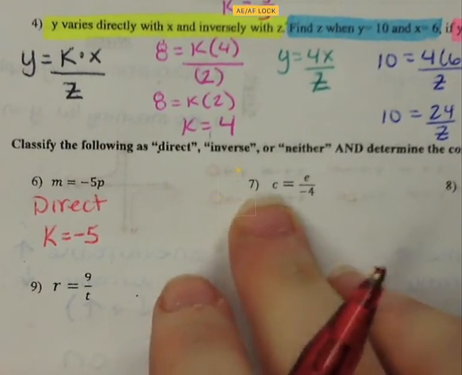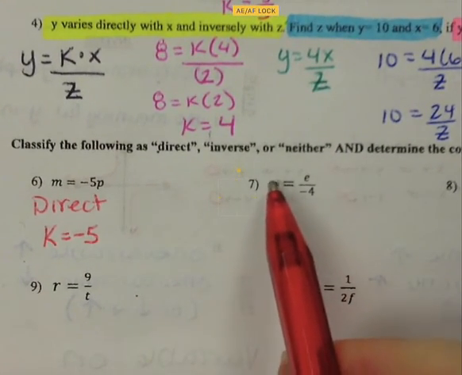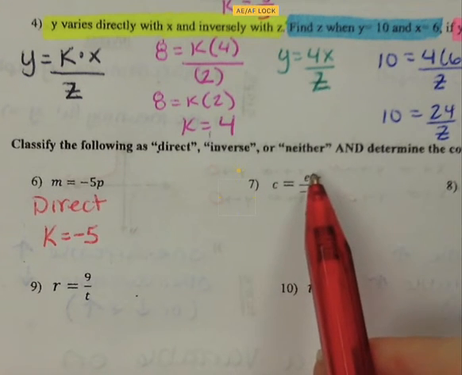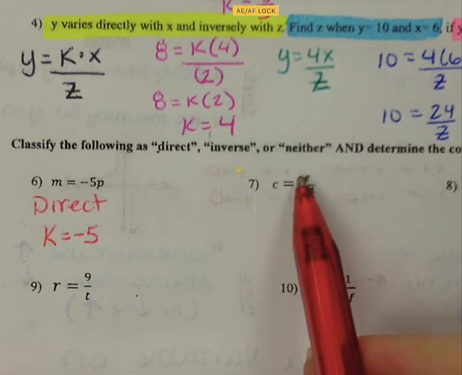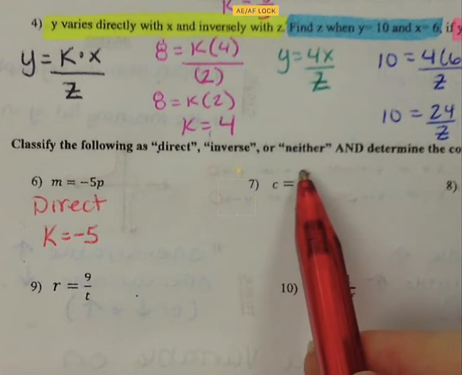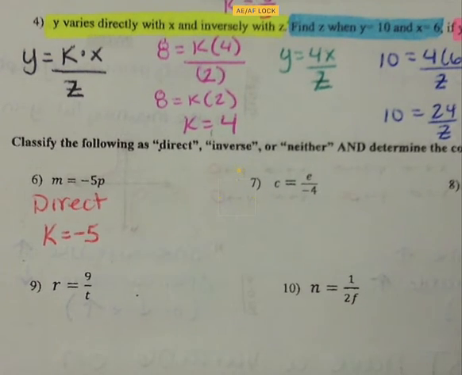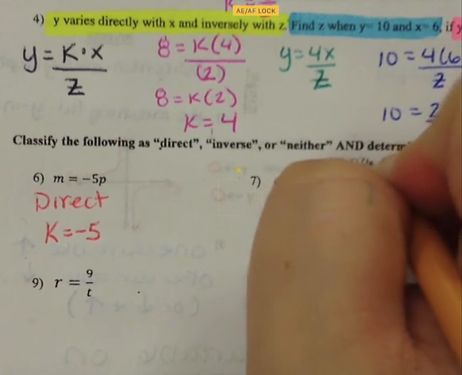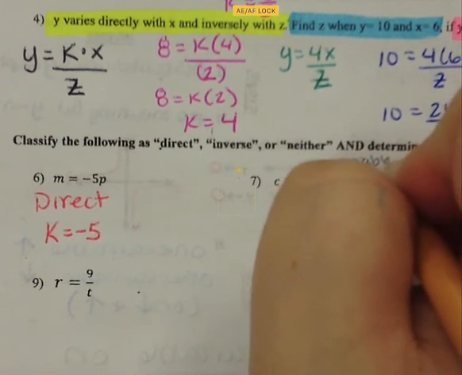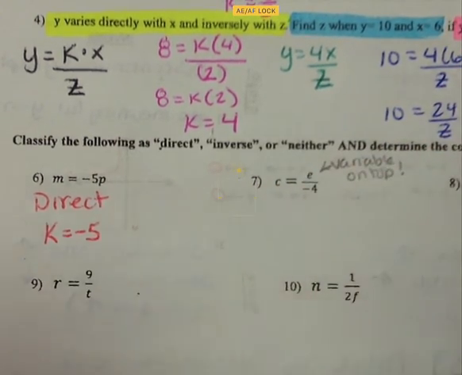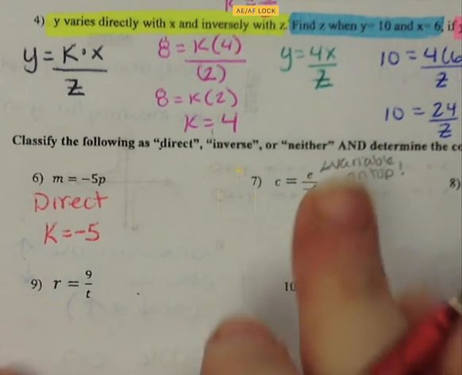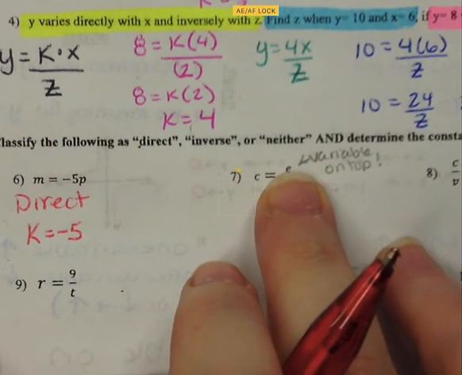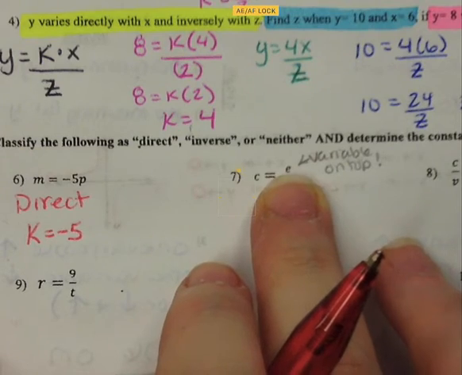On 7, we have C is completely alone, and E is actually on top. We are not dividing by E. The variable is on top. That means that this is a direct variation because the variable is on top. It matters about where the variable is located, not the number. Because E, the variable, is on top, that is a direct variation.